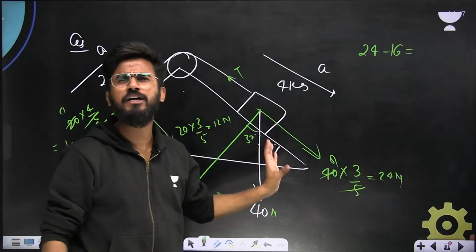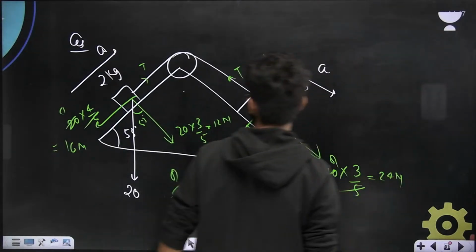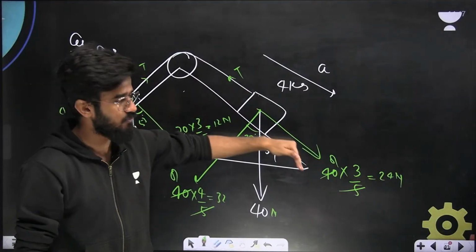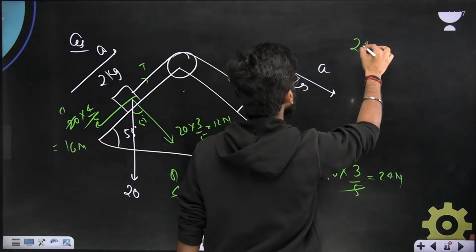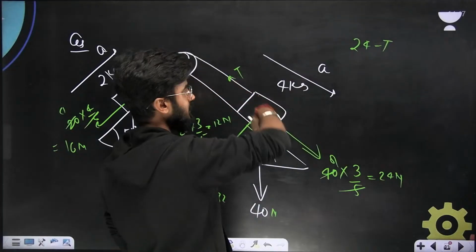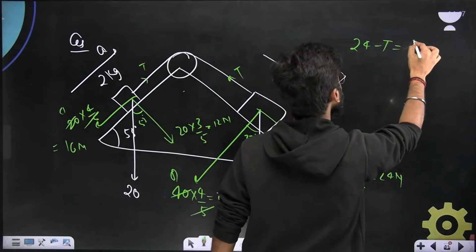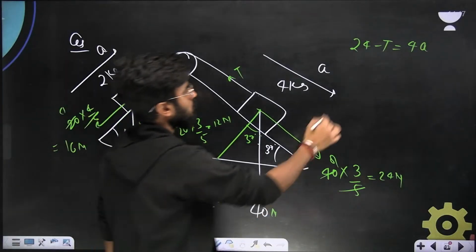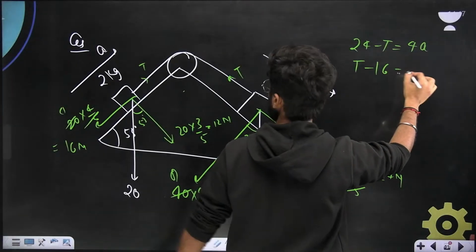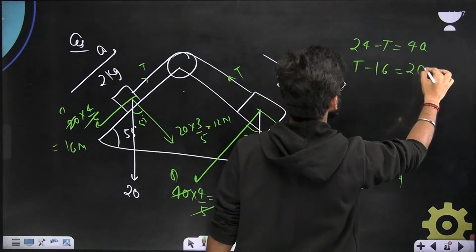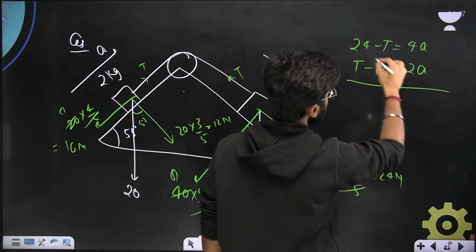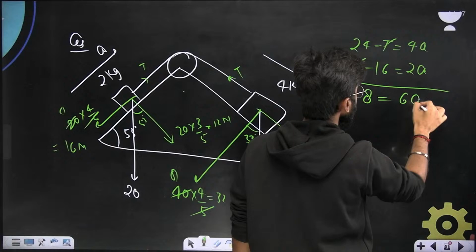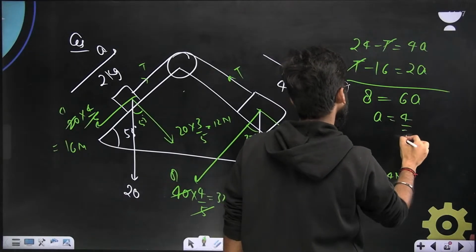Let me tell you first of all, very systematically. On this particular block, this block is moving like this. So 24 minus tension is equal to mass into acceleration, that is 4a. And the second equation on this: T minus 16 is equal to mass into acceleration, that is 2a. So solve these two equations. What will we be left with? Simply 8, and this is 6. So a is equal to 4 by 3 meters per second square.